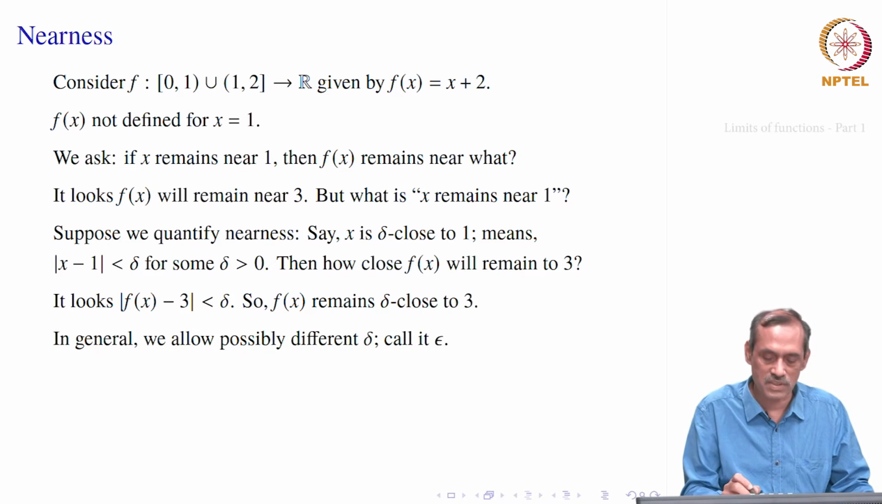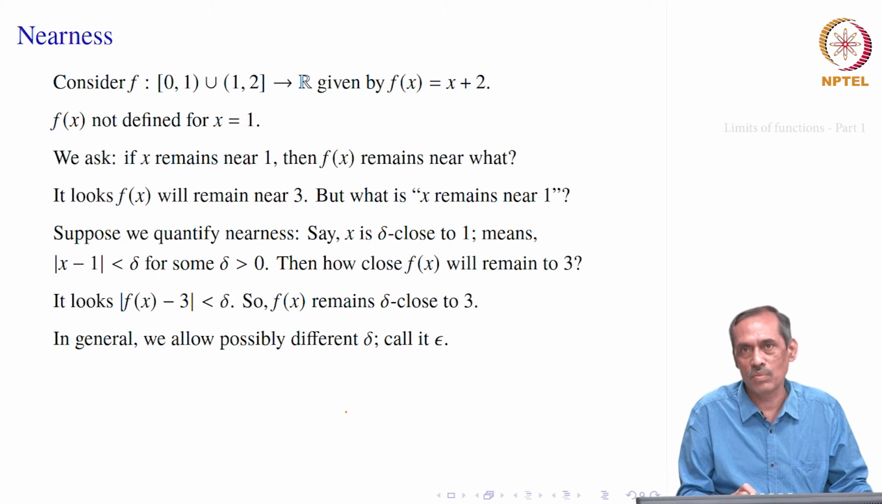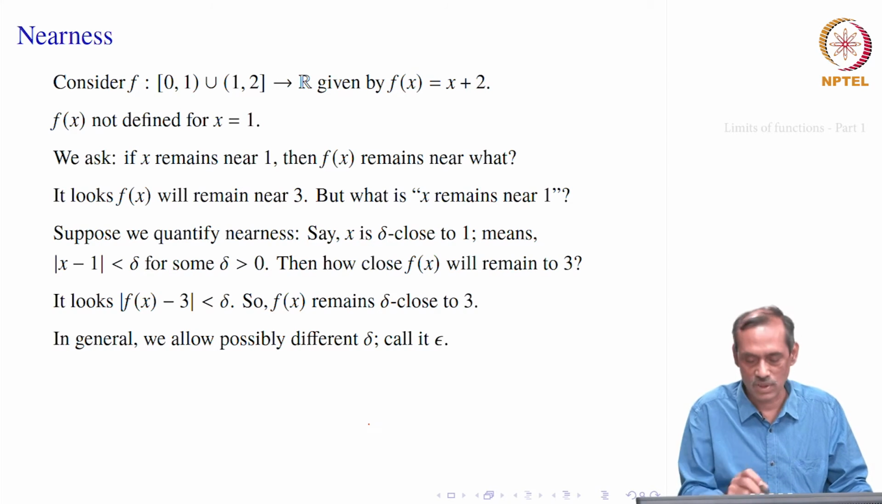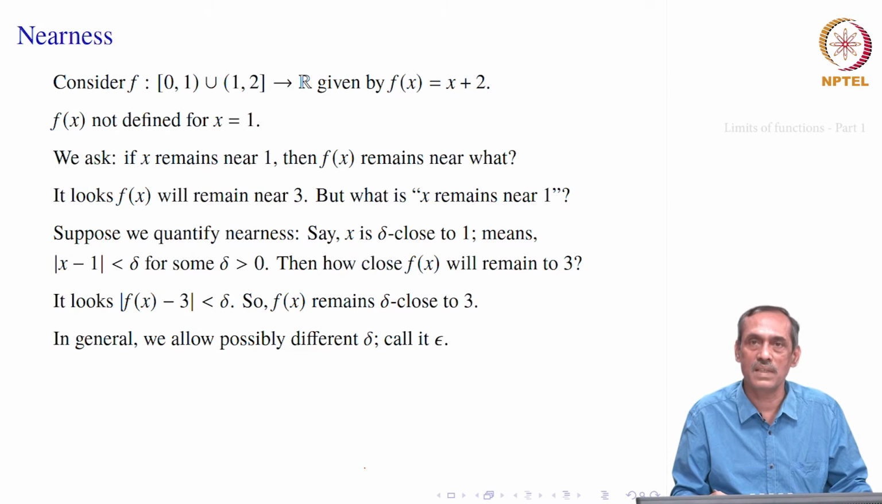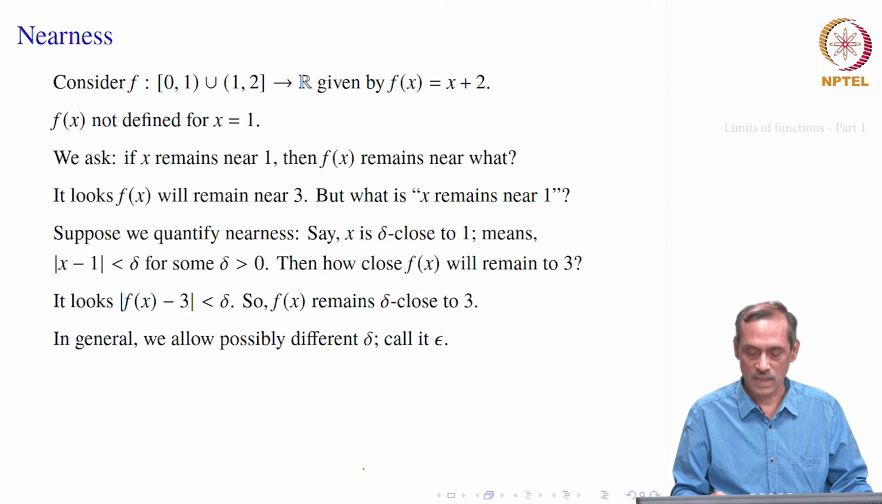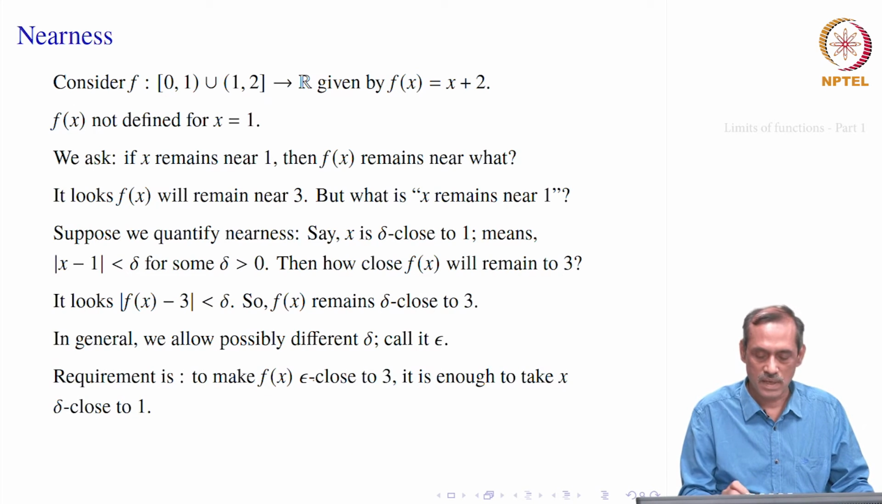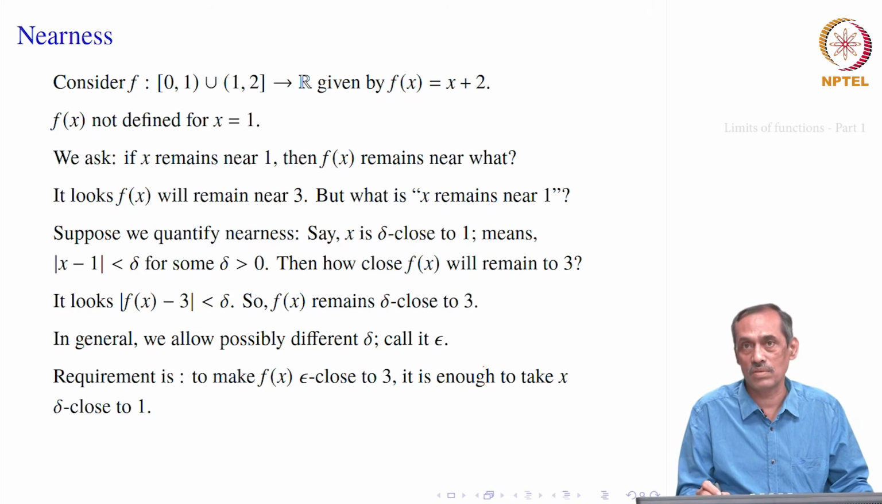That is what we want to see in general, not only for this function. So, the question is: if x is delta close to 1, f of x is how close to 3 in this case? We saw it is delta, but in general it may not be that; it is just shifting, that is why it is happening. Suppose f of x is x square, then it may not be that delta. So, let us allow even different closeness in the values of f of x. Call that epsilon. Our requirement is now: if x is remaining delta close to 1, then f of x should remain epsilon close to that number.